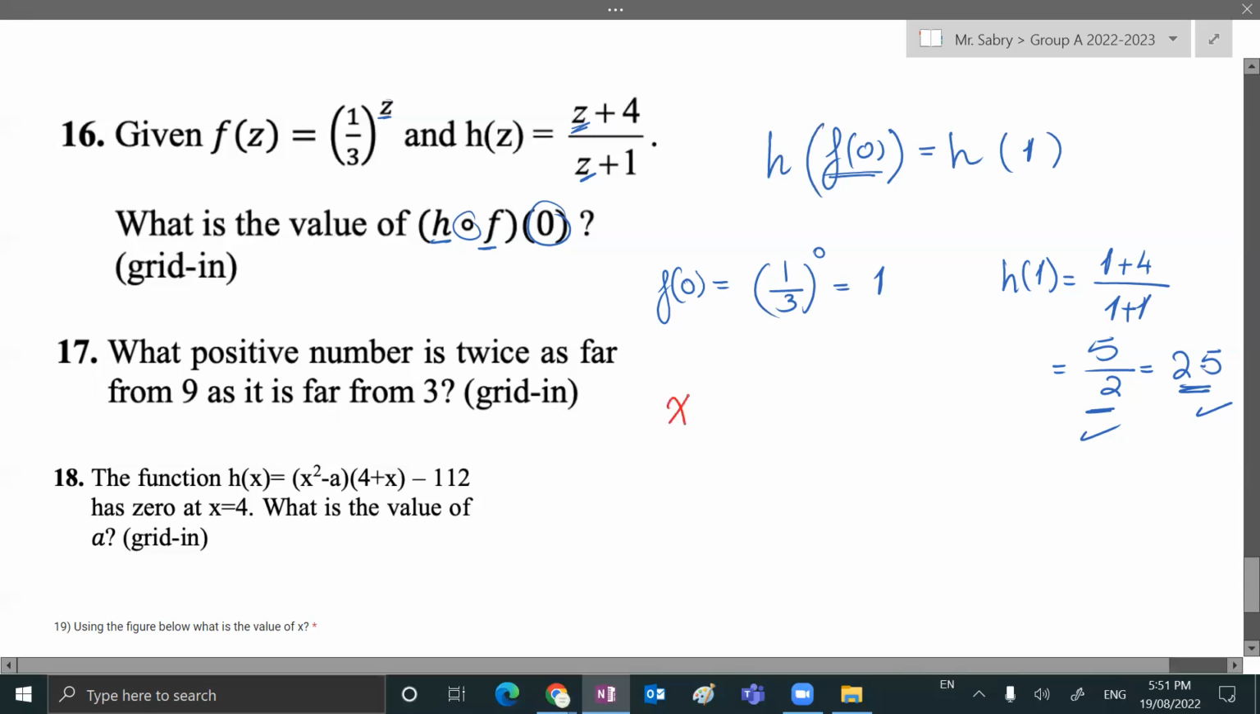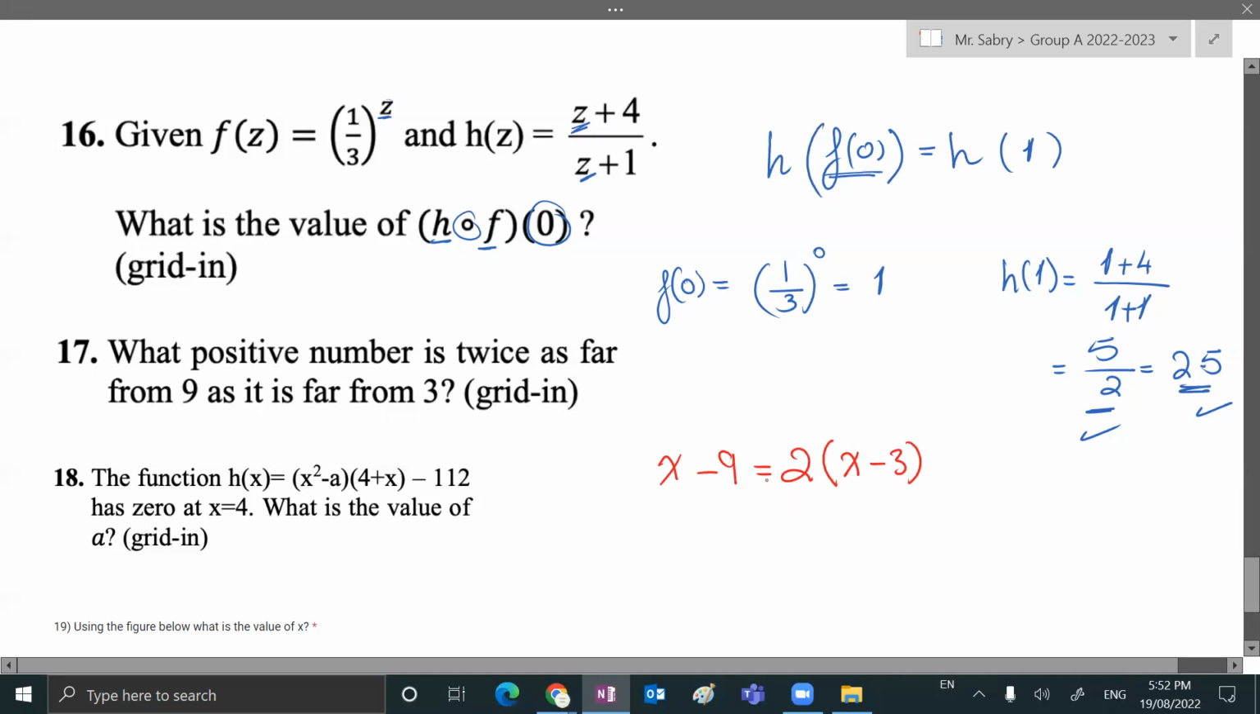Now what's the difference between a number and 3? This is it. This is the minus, a number and 3. This is the difference between a number that I don't know and 3. Now, the distance between the same number and 9 is equal to twice the difference between the same number and 3. That's how exactly I'm going to translate this.